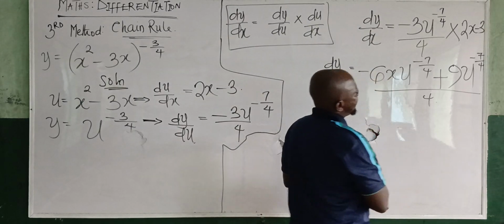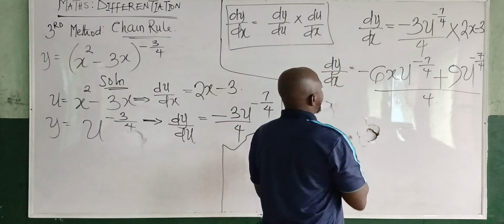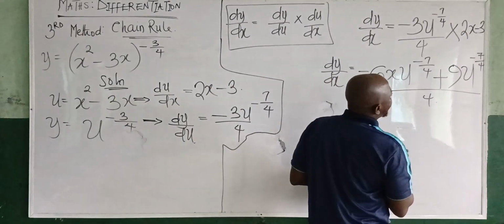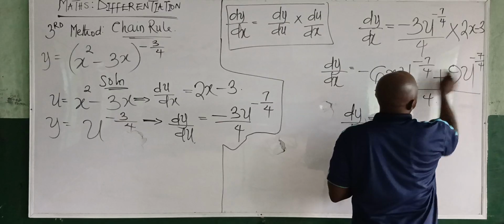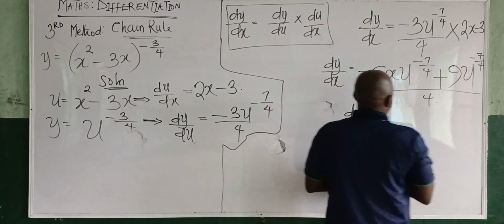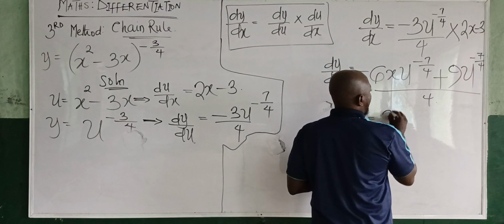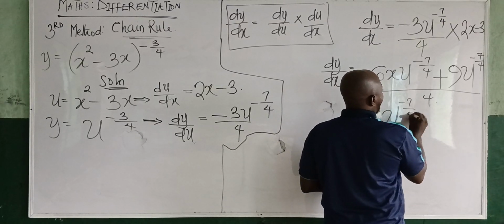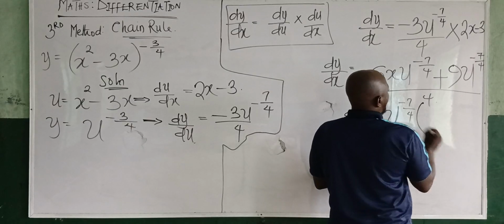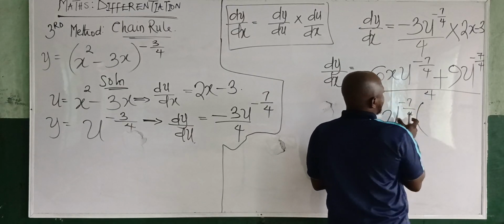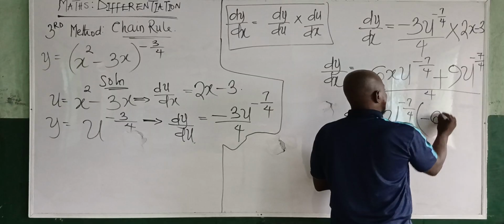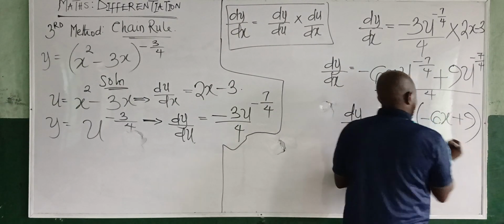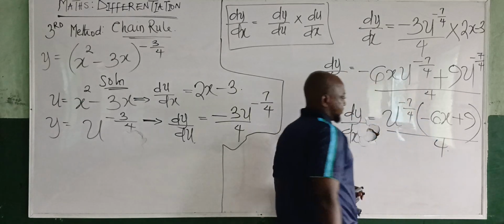Now, from this point, what do we know? We already know that u is common in this place. So I'll bring out my u, which will give us minus 7 over 4 here. I'm bringing it out. So if I use this u to divide this, I'm going to have minus 6x here. Then plus, use this to divide this, I'm having just 9 here. Then all over 4 here.